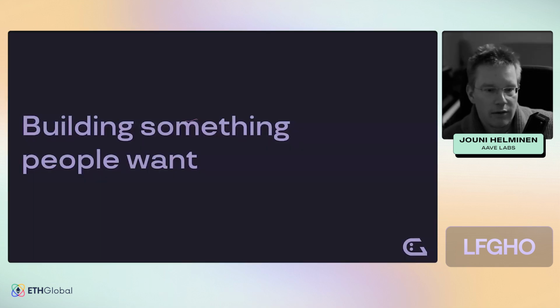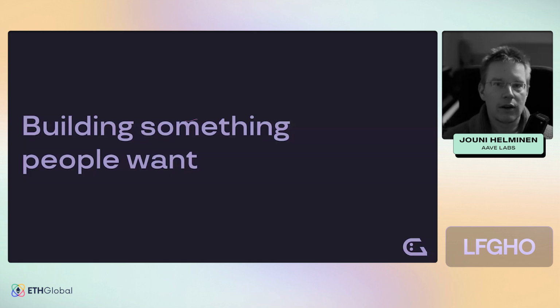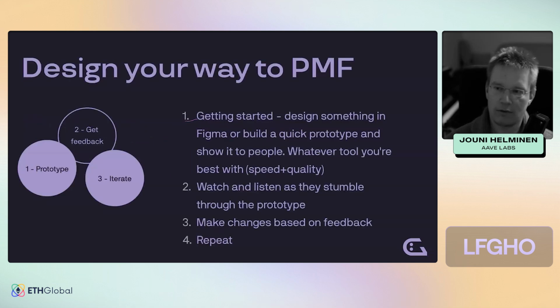So last thing on this, the three main things is building something people want. It's a bit of a cliche, but it's super important. And how do we figure this out? How do you use design to help find your way to product market fit? It turns out there's a lot of things in the more UX research toolkit that you can use for this. But it's really about speed and then talking to users, I would say.